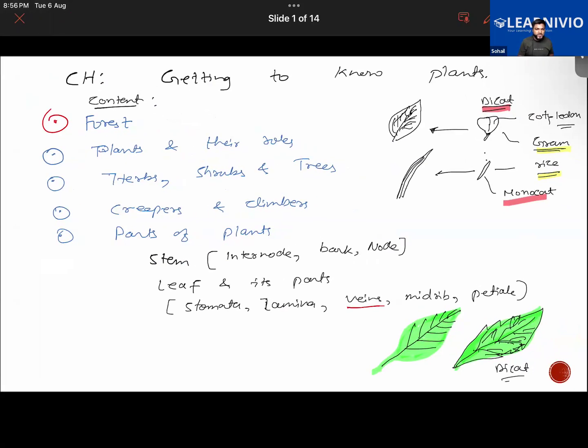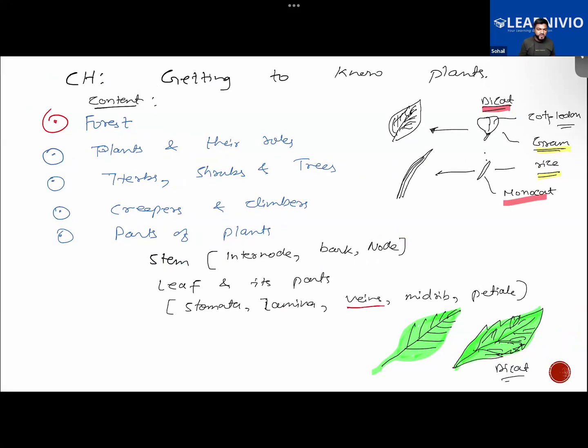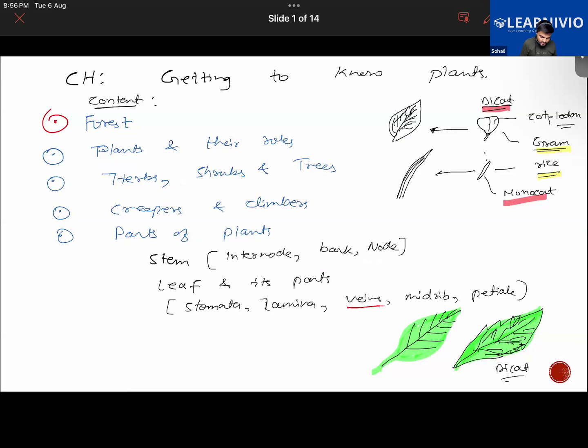When we get to learn about the parts of plants and when we'd be learning about the leaf, this is something we should be learning in detail at that topic. Then there are important topics like photosynthesis, respiration and transpiration more specifically. So you'd be learning about that in detail.